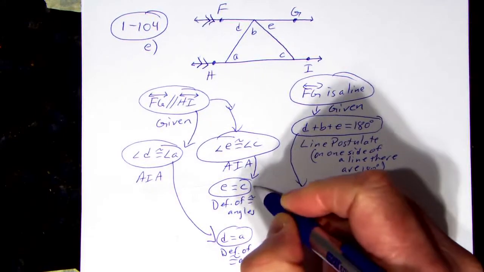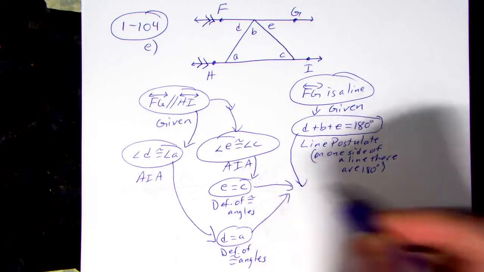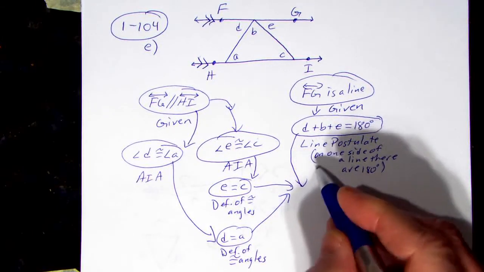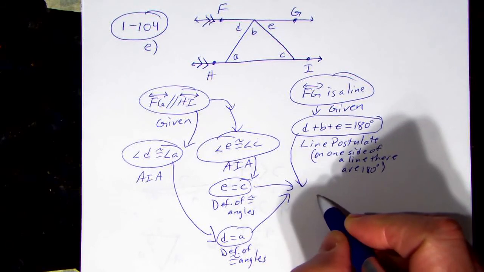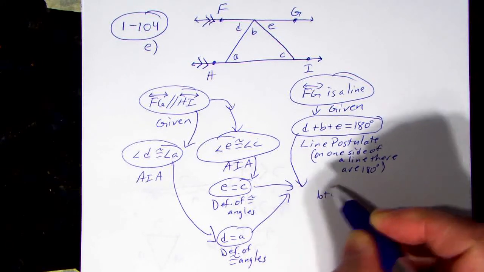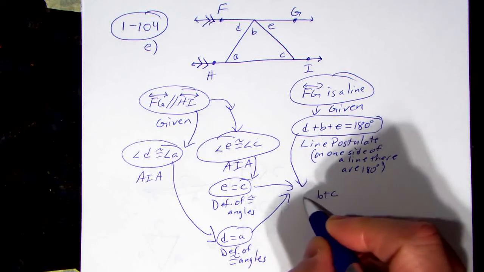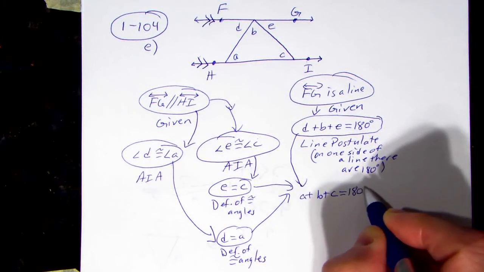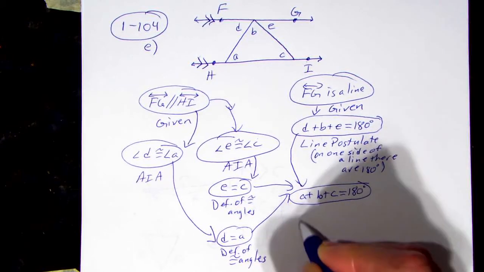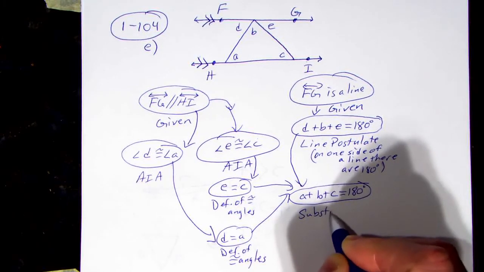Bring these three together, and we're going to do a substitution. So where we had E before, we're going to put C. And we've got B plus C. And then where we had D, we're going to now put A. So we have A plus B plus C equals 180 degrees. That's just a substitution.